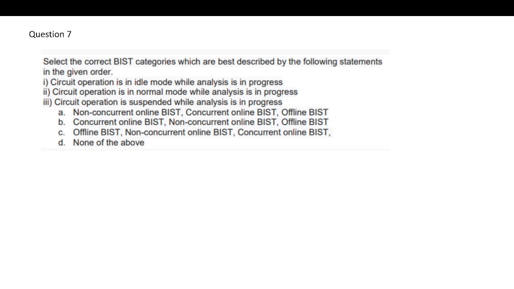Next question, select the correct category that best describes the following statements in the given order. Circuit operation is in idle mode while analysis is in progress. It is called concurrent. Wait a second, sorry, not concurrent. It's idle, so non-concurrent. And circuit operation is in normal mode. When it is in normal mode, we say concurrent. It is suspended, that means the circuit operation is now off. We are going to the test mode, so it's offline. So the correct answer is option A.